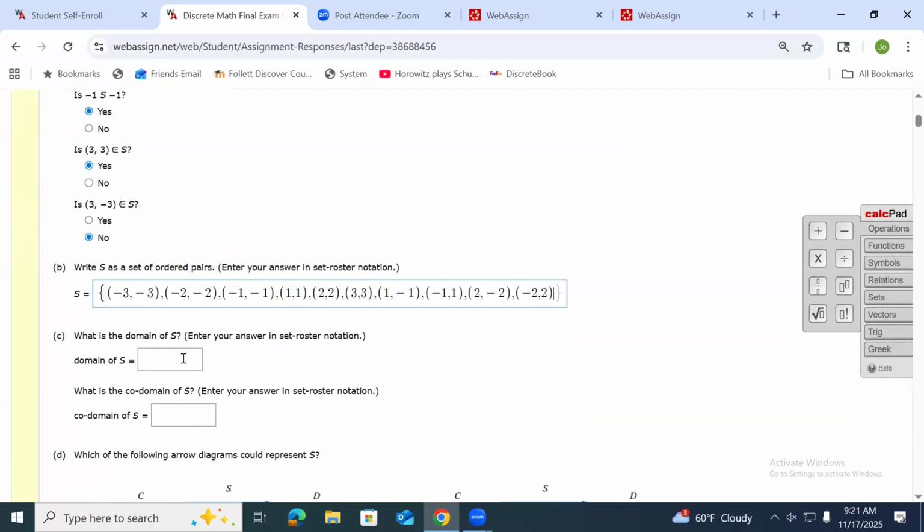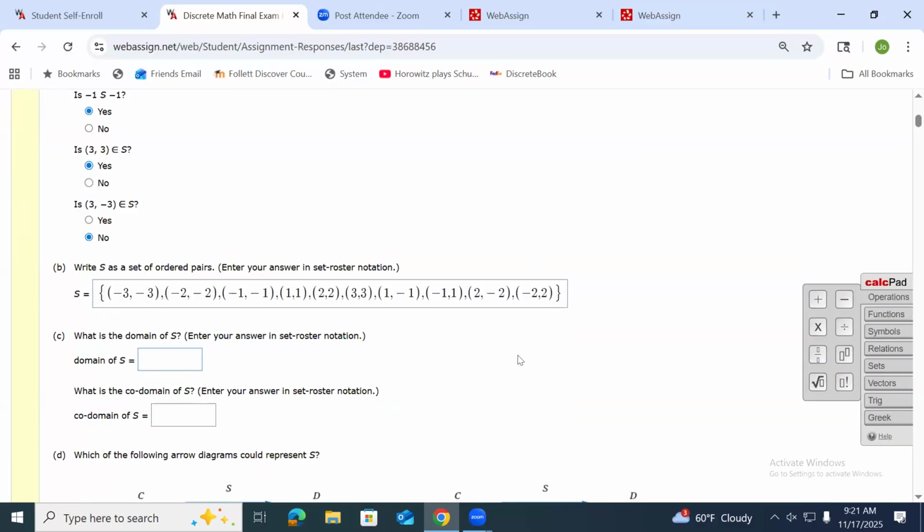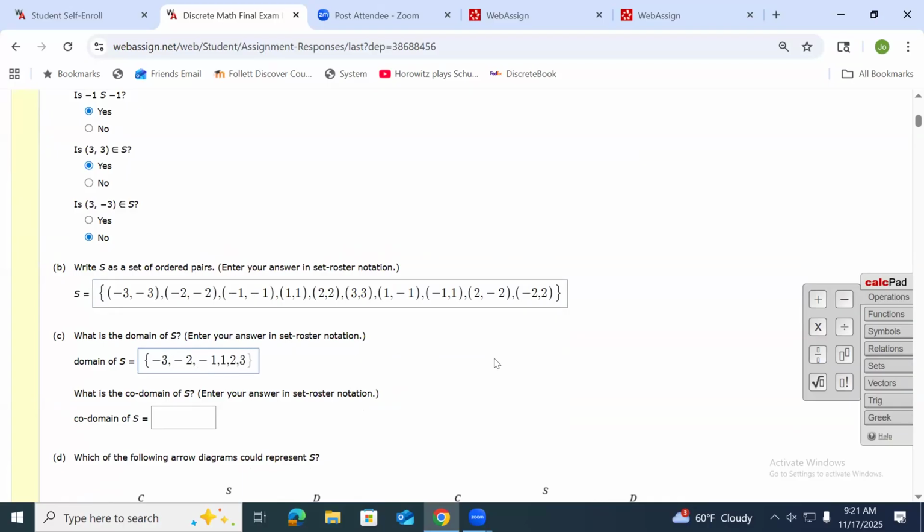Okay, so what's the domain of S? Just like you learned in college algebra, the domain of a relation is all the x values of it: the -3, -2, -1, 1, 2, 3. That's all the x values. You don't have to list an x value twice. So even though 1 happens twice, you don't have to list it more than once.